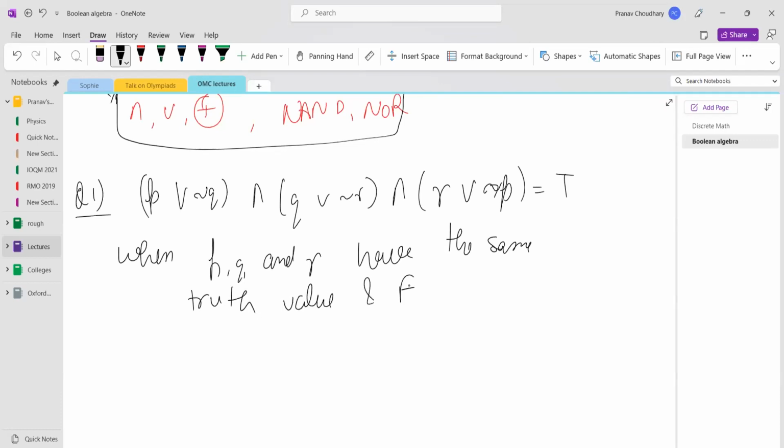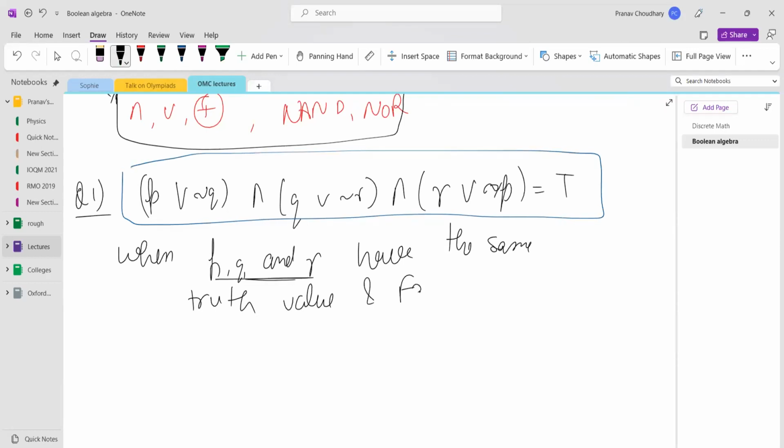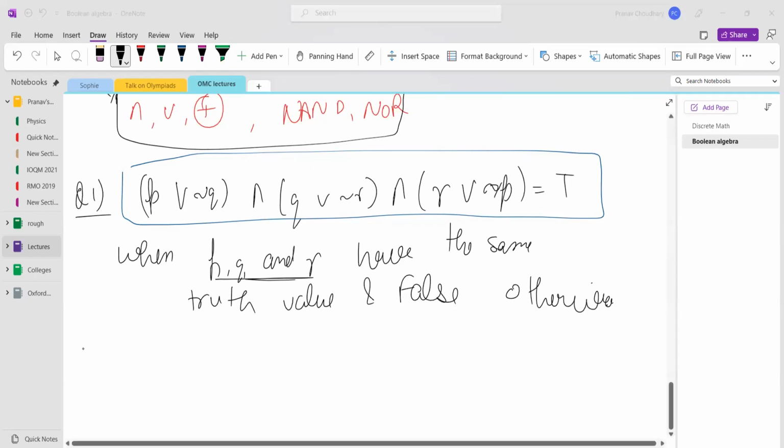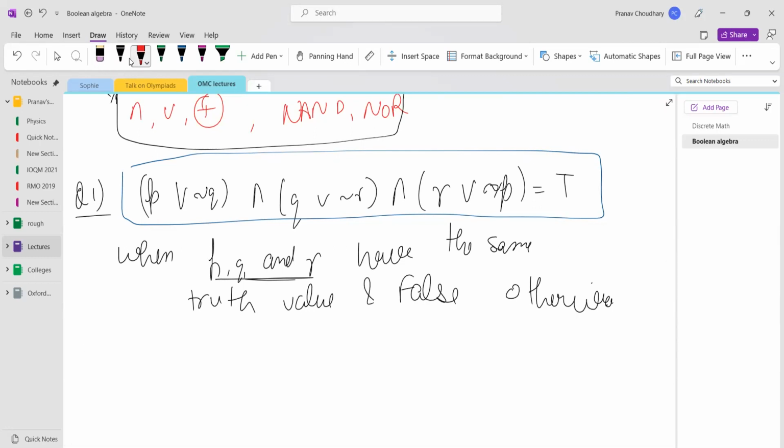Sir, what do we need to find? You have to prove that this expression is true if and only if P, Q, and R have the same truth value, and false otherwise. This is the question. So only if P, Q, and R have the same truth value is the entire expression true. You have to prove that, and you cannot use a truth table, like making 8 cases for P, Q, R. Sir, this is very easy. Okay.